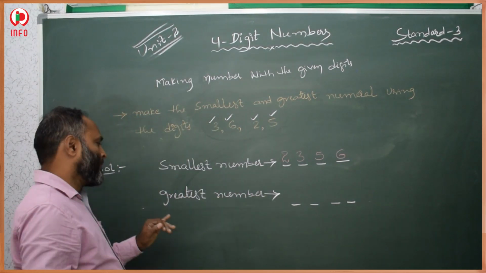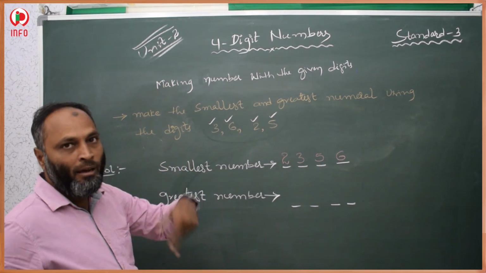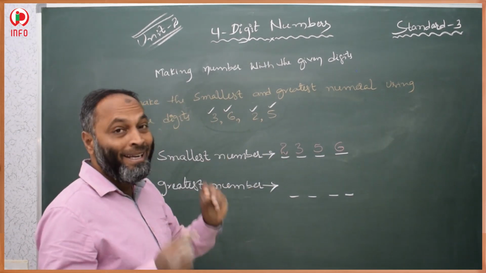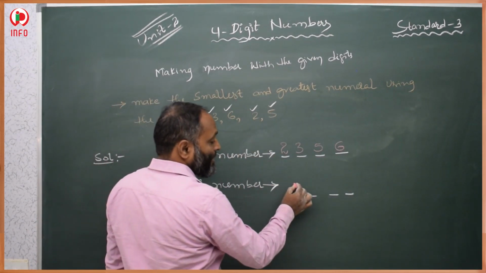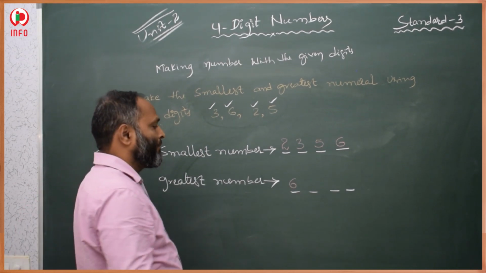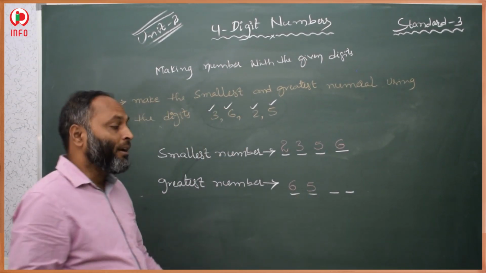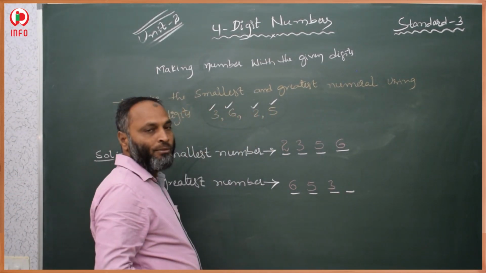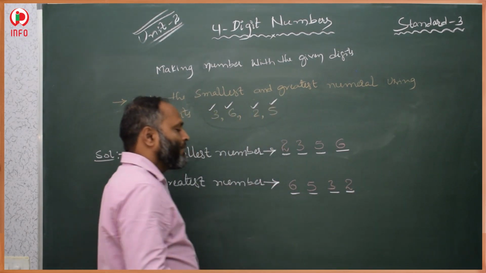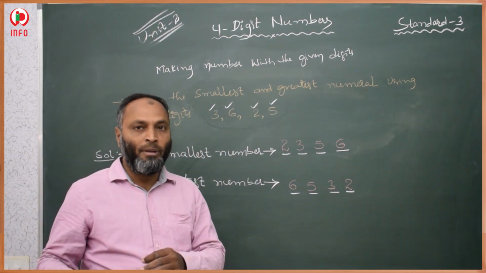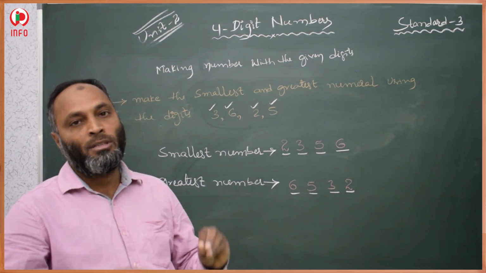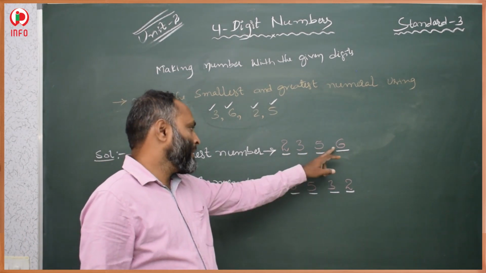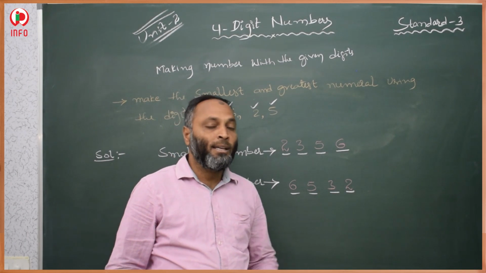In the same way, for the greatest number we have to take in reverse order. What is your reverse order? First we have to take the biggest one. What is the biggest one? 6 is the biggest one, and a little bit smaller is 5. A little bit smaller is 5, sorry. A little bit smaller is 3, and a little bit smaller is 2. In this way we have to prepare the greatest number and also the smallest number. So 2, 3, 5, 6 is the smallest. This is the 6, 5, 3, 2. This is the biggest number.